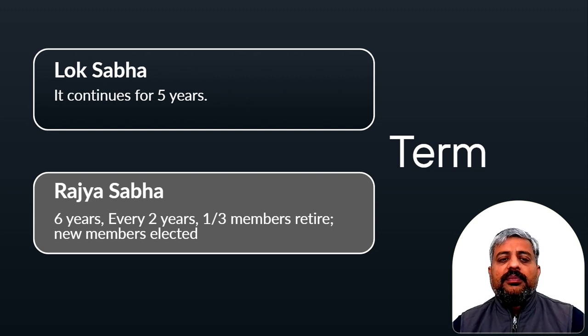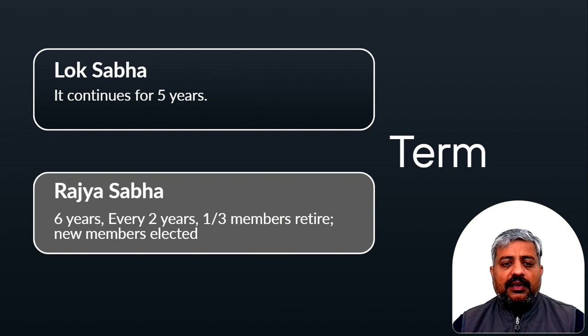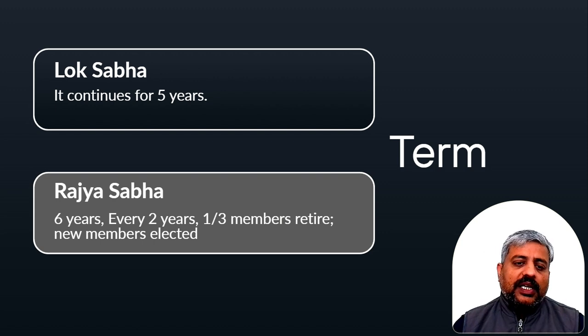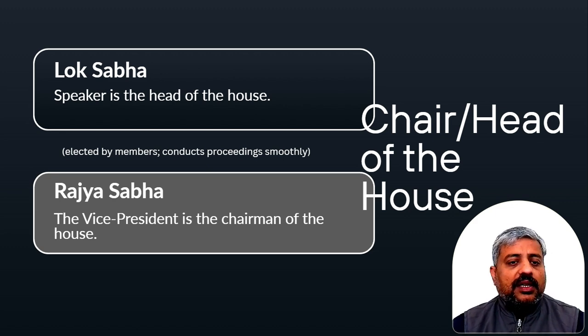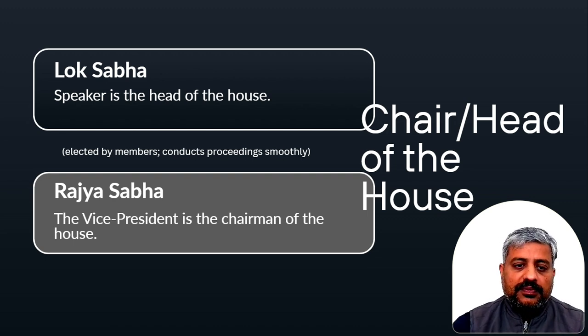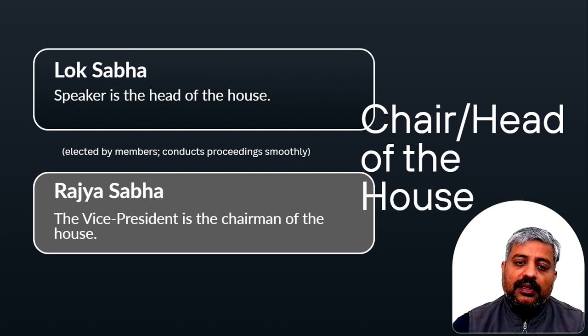Now the term of the Lok Sabha is 5 years. For the Rajya Sabha, it is 6 years. But in every 2 years, one third of the members retire and new members are elected. So this is how the whole of the members are maintained. Now, who is the head or the chairperson of the House? The Lok Sabha Speaker is the head of the House, and in the Rajya Sabha, the Vice President is the chairman of the House. And both are elected by the members within them.